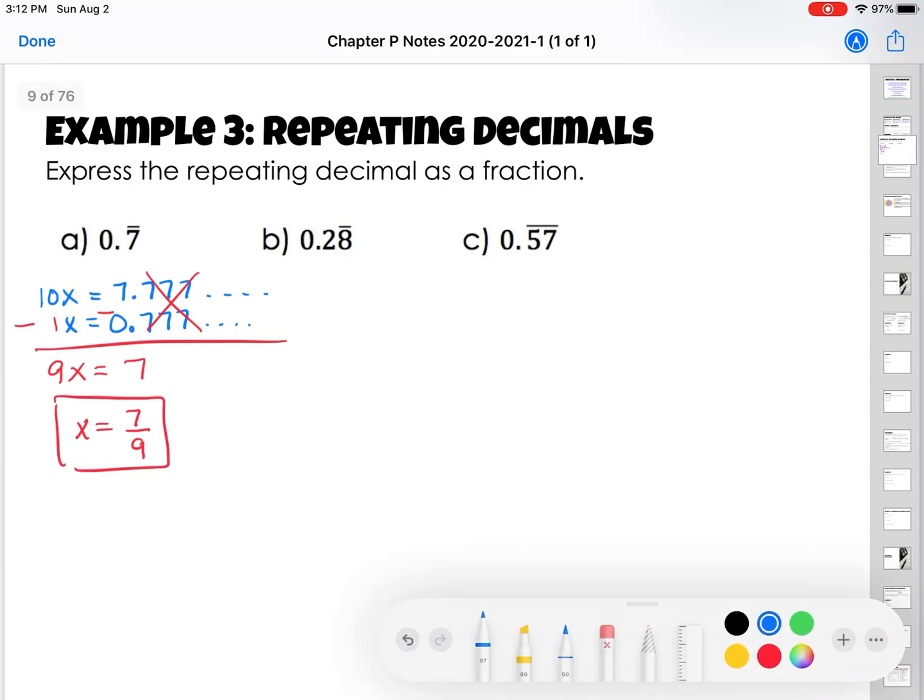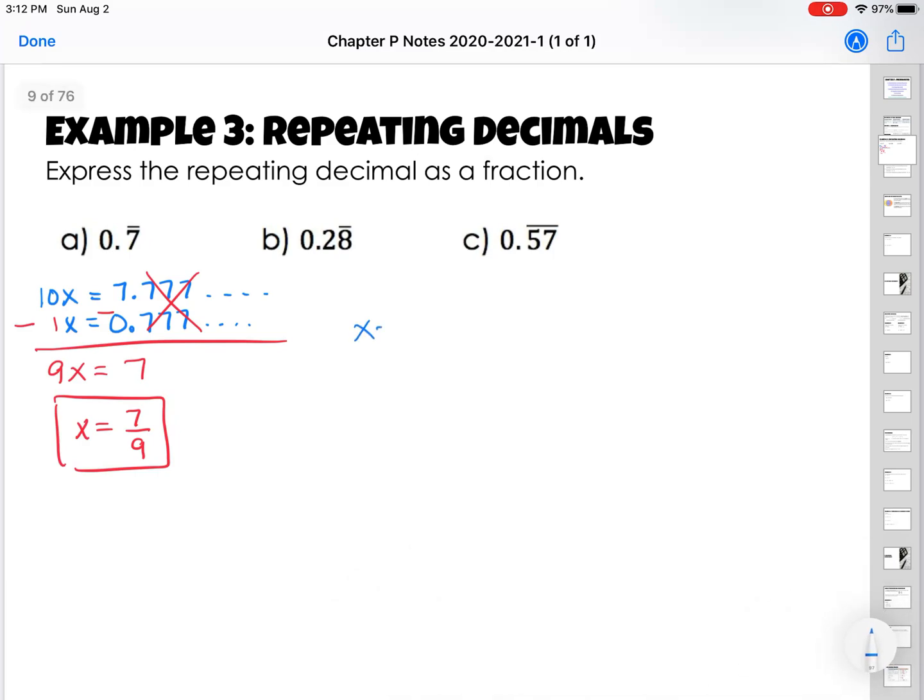Let's try another one. So we have that x is equal to 0.2888 and so on. And really, if I think about it, what I want to have cancel out is the 0.8, right? Before I needed the 0.7 to disappear, now I need the 0.8 to disappear.